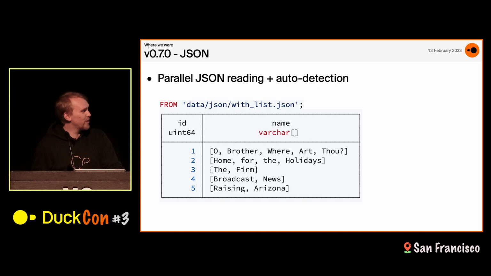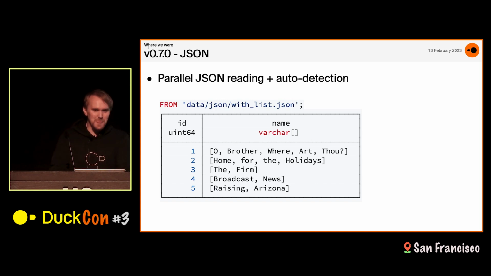I think this is one of the features that has been very long awaited and was very well received: the JSON reading. In version 0.7, we introduced parallel JSON reading and auto detection for JSON. You may be thinking, why do you need auto detection for JSON? Well, there are actually different types of JSON. There's newline delimited JSON, which is the easiest one to read, but you also have things like arrays of records. You also have just one big JSON key value object.